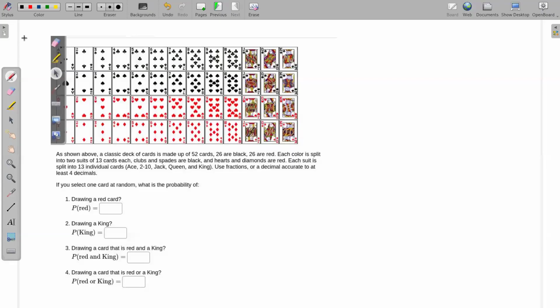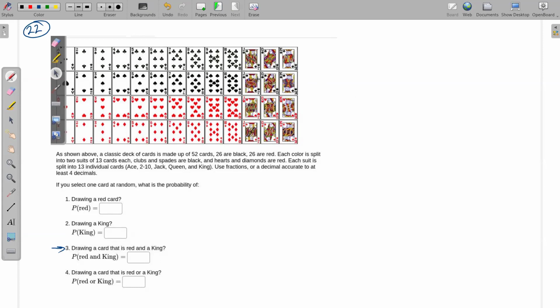So this is problem 22 from the summer week 3 homework. And the first two are pretty easy. I want to focus on the second and third. And I really like having a picture here to help me figure it out. So for part 3 here, I'm going to draw a card that is red and a king.